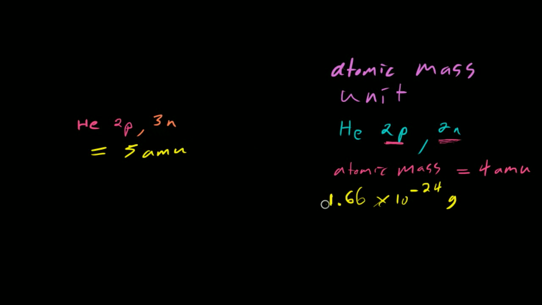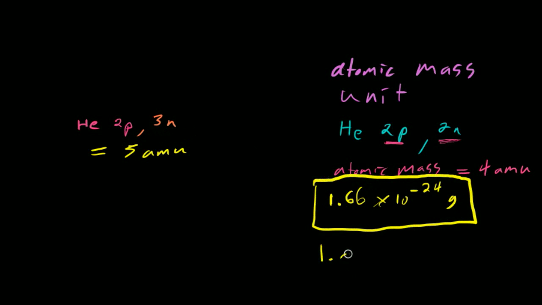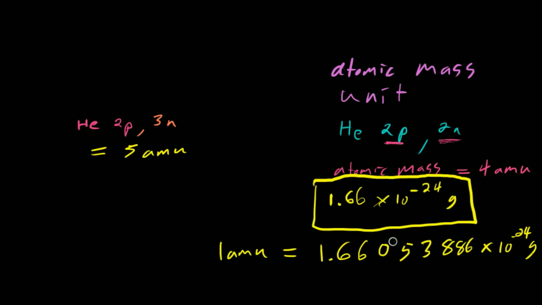Officially, maybe I should have written out all the different digits. Actually, let me write down at least a few more digits. We could say that 1 atomic mass unit, so write this down, 1 AMU is equal to 1.66053886 times 10 to the minus 24 grams. So if you want to write this down, it definitely can't hurt.